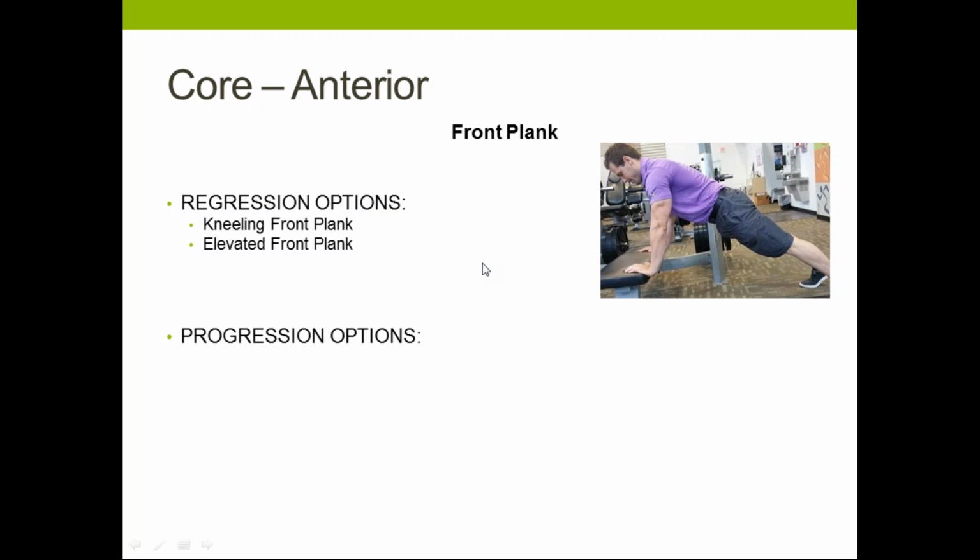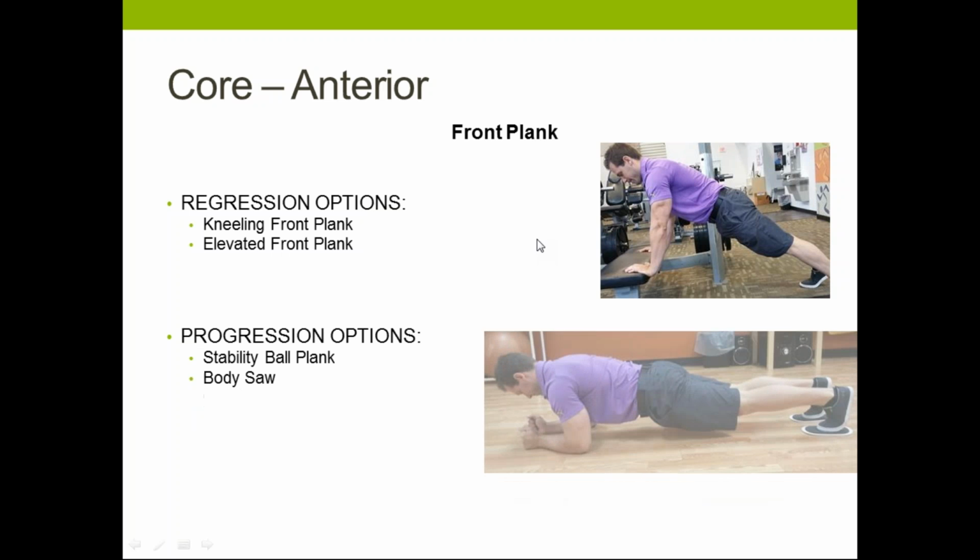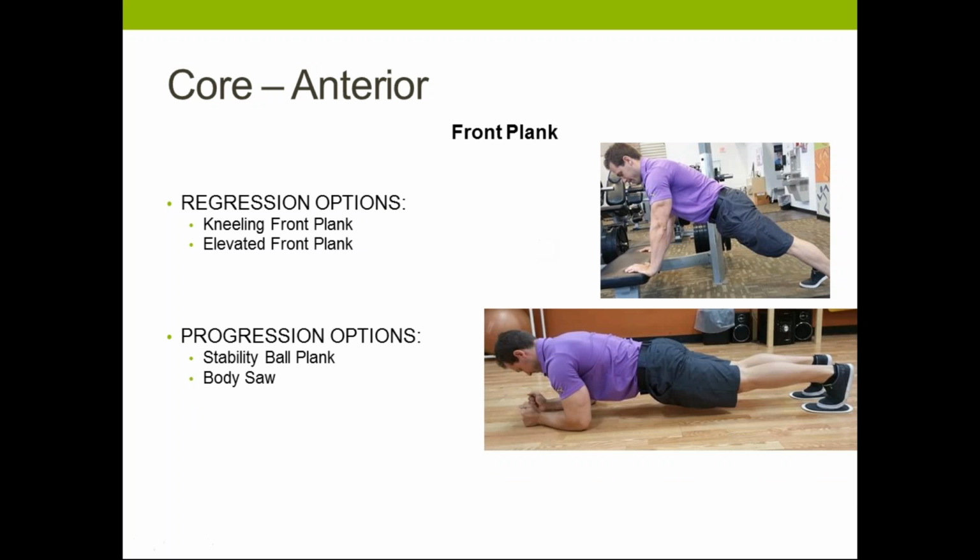Progression, what do you guys think from a front plank? On a Bosu ball? Sure. Unstable surface. Or a regular plank to a prone plank. Sure. Yeah, and you can do a body saw, which is another good one. That's the one I'm demonstrating here. If you guys want to use that, put the feet on the sliders, and they literally push back and forth with their arms when they do it, and they've got to keep the core tight. It's a tough one to do, but it's a fun one you guys can add in easily.